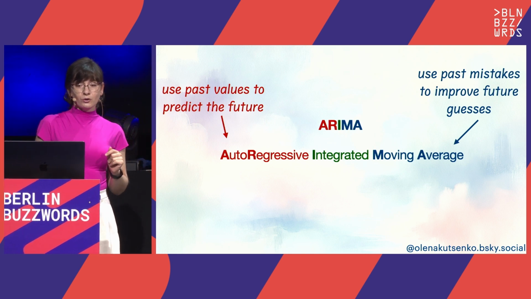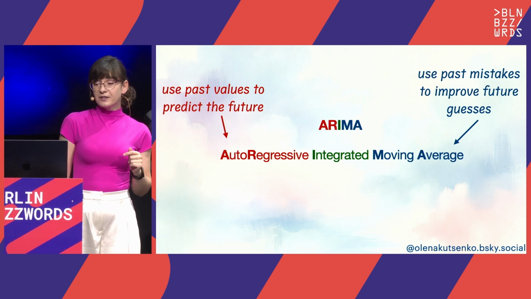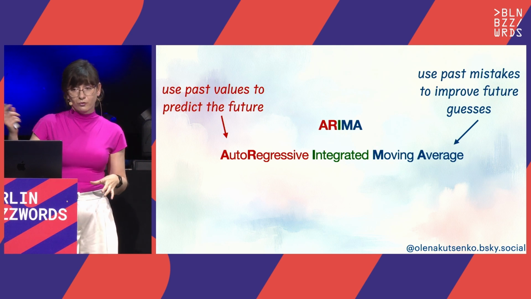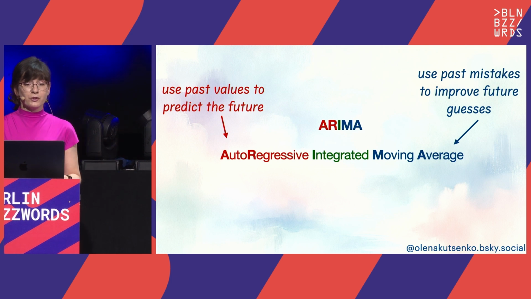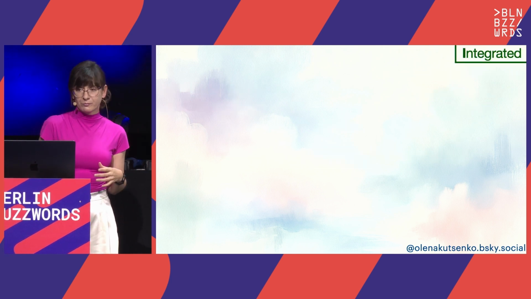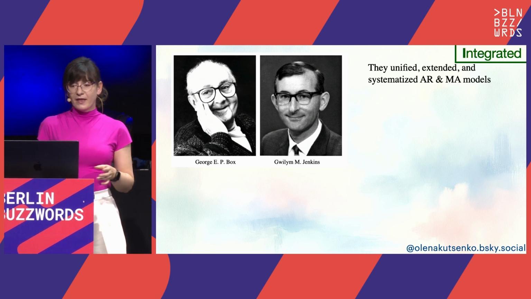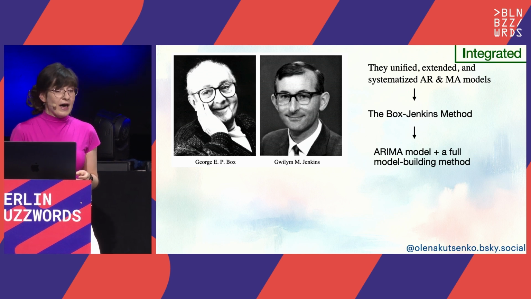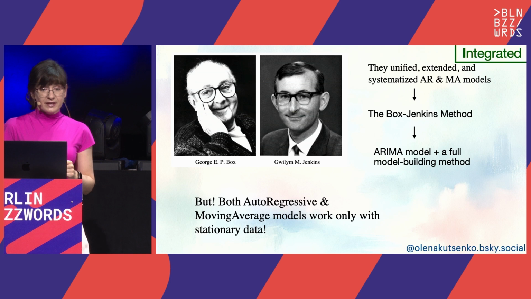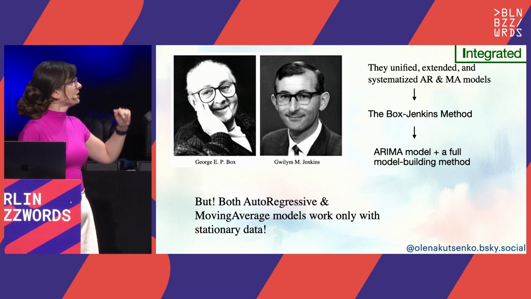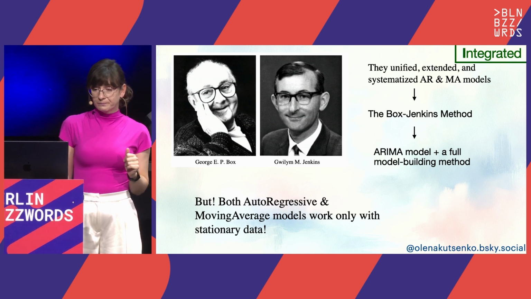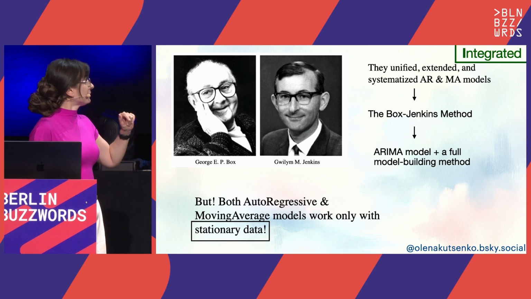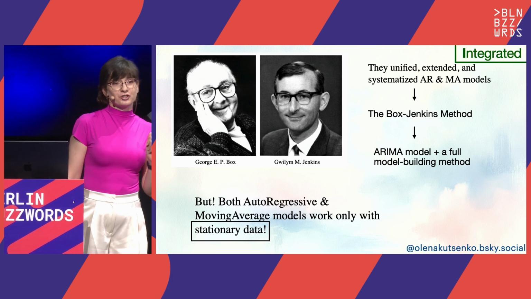And now the third group of scientists tried to combine these different models, which is the autoregressive moving average. They are two different models, and they tried to integrate them together. It was these two guys, and they tried to unify the models and create a method which allows using those models together. And that actually was the Box-Jenkins method, and that is the basis for the ARIMA model. But they had a problem: those models work well only with stationary data.